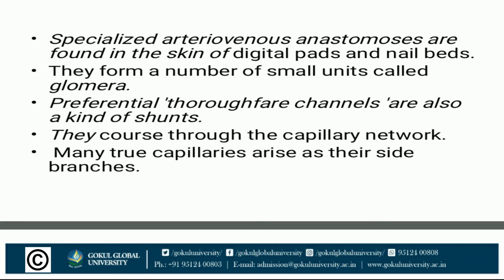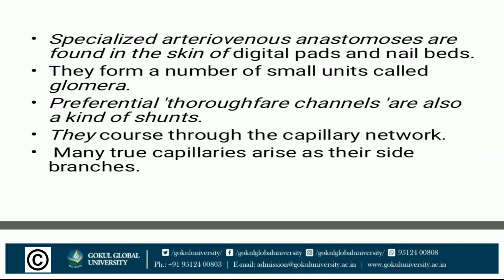Specialized arteriovenous anastomoses are found in the skin of digital pads and nail pads. They form a number of small units called glomera. A preferential thoroughfare channel which connects venule to precapillary to venule is also a kind of shunt.